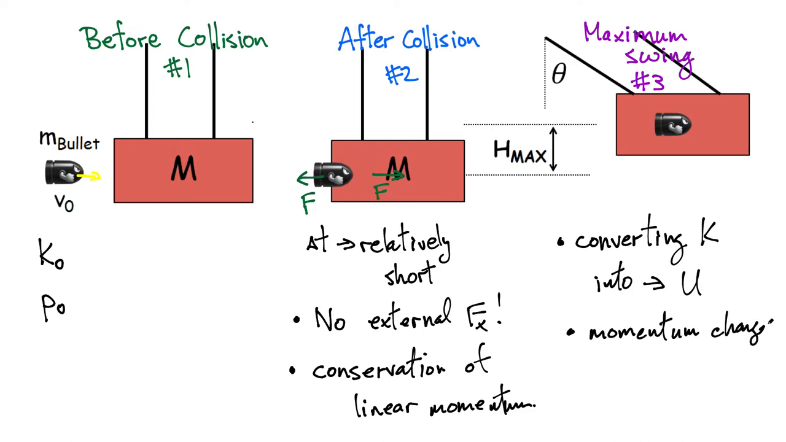And the reason momentum changes is because there are external forces, right? We have gravity, we have tension. Tension doesn't do any work in this case because it's always perpendicular to the motion, but there are external forces, so linear momentum is not conserved in this last section. All right, let's go ahead now and put all these pieces together and do some math and apply some of these principles to analyze this motion.